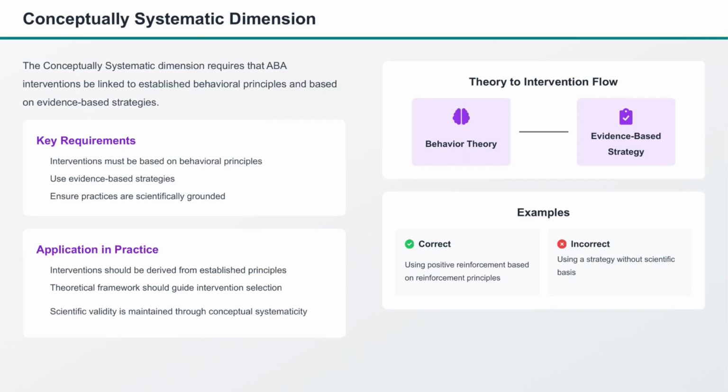Next, we have the conceptually systematic dimension, which requires that all ABA interventions are rooted in established behavioral principles. This dimension ensures that the strategies we use are not just random techniques, but are grounded in theory and scientific research. It's about using evidence-based strategies that are aligned with ABA's theoretical framework to ensure the scientific validity of interventions.